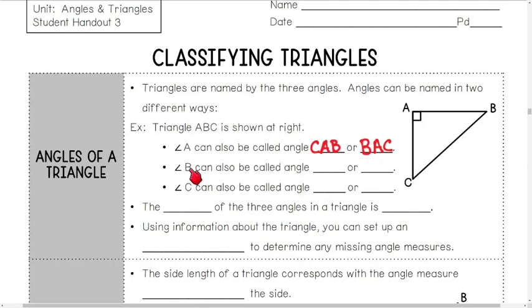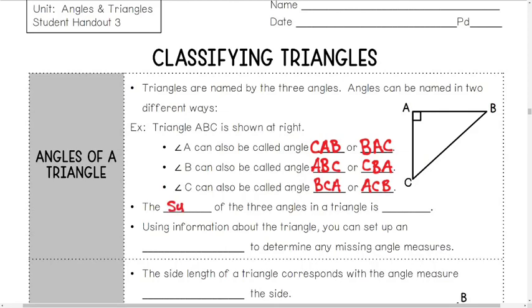So if we were to label angle B in two different ways, I could start with ABC, or I could start with CBA. For angle C, since C needs to be the middle, I could say ACB or BCA, and that would be for this angle right here, the degrees of that angle.